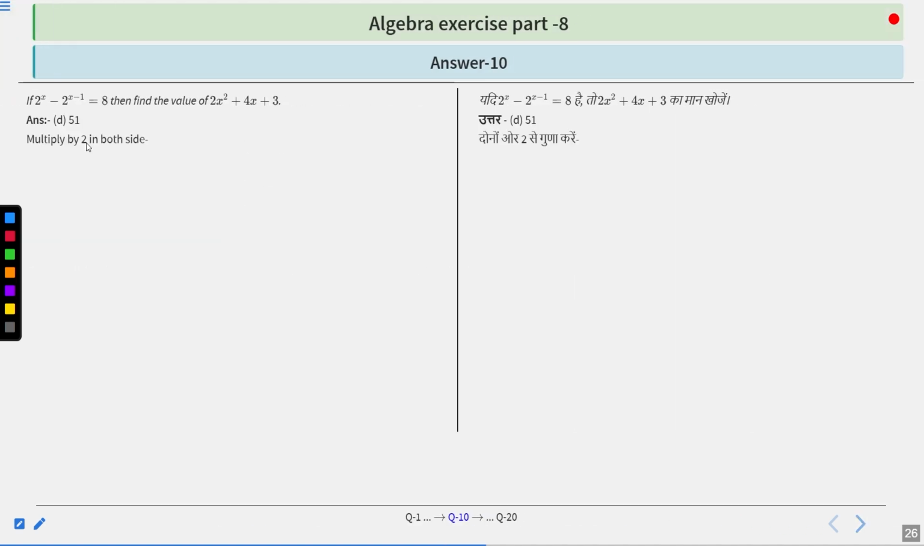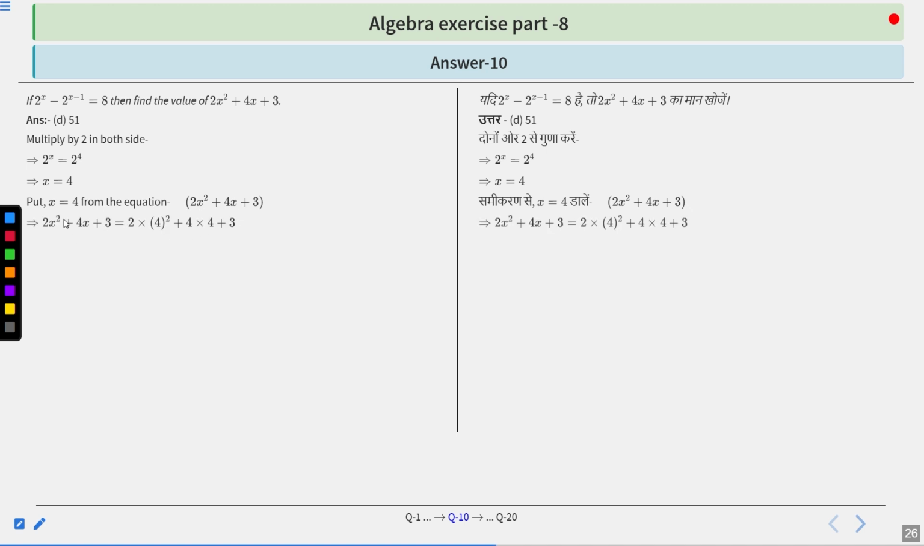So multiplying by 2 on both sides, we get 2 raised to power x equal to 2 raised to power 4. So bases are same, 2 raised to power x and 2 raised to power 4. Base is same, 2. Therefore, the powers should be equal. Thus, we can say x is equal to 4. So putting x equal to 4 in the expression 2x square plus 4x plus 3, in place of x we are going to put 4. It becomes 2 into 4 square plus 4 into 4 plus 3. 4 square is 16, into 2 plus 16 plus 3. That is 32 plus 19. That is equal to 51. So the value of 2x square plus 4x plus 3 is 51. Option number D is the correct answer.